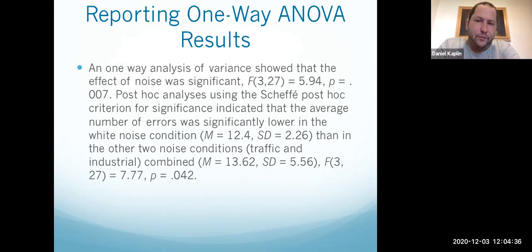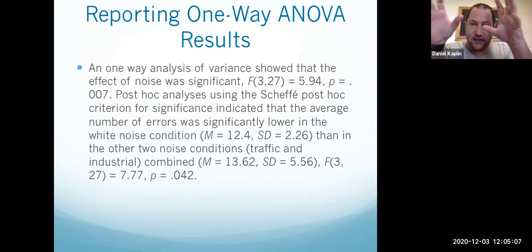Okay. So now here's another way of writing it. And this is actually my preferred way. So a one-way analysis of variance showed that the effect of noise was significant. F with 3 degrees of freedom between groups, 27 degrees of freedom within groups equals 5.94 and a p-value of 0.007. So that's the general model.